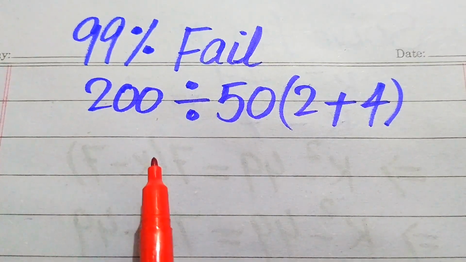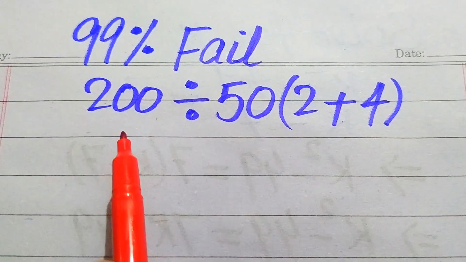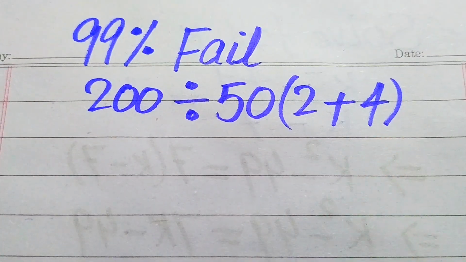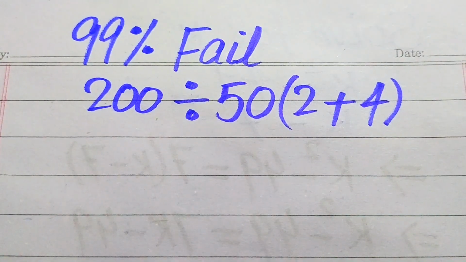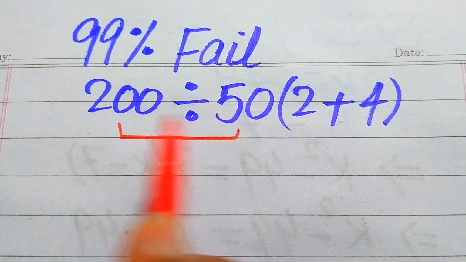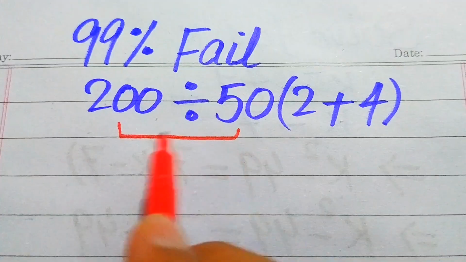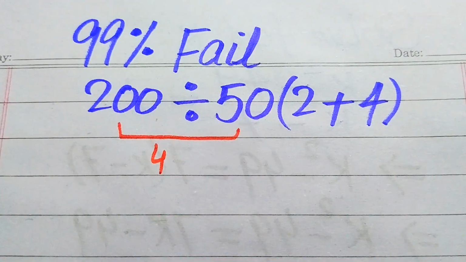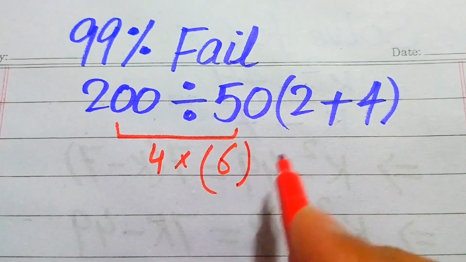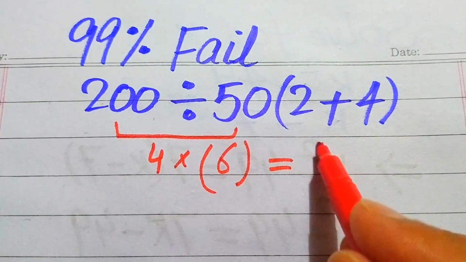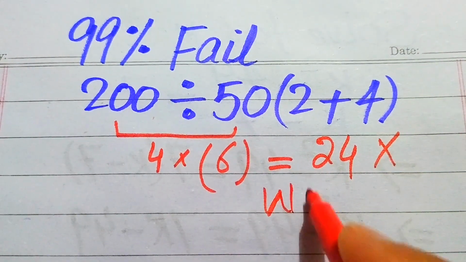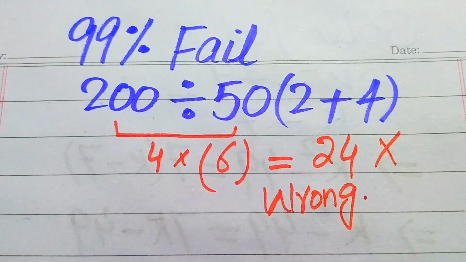So we have this nice algebraic expression: 200 divided by 50 times 2 plus 4. First I can explain the common mistakes which students can make. Some students solve this problem in this way: 200 divided by 50 becomes 4, multiplied by 2 plus 4 becomes 6, and they get 4 times 6 becomes 24. But this is the wrong answer, or the wrong procedure, which students can follow here.